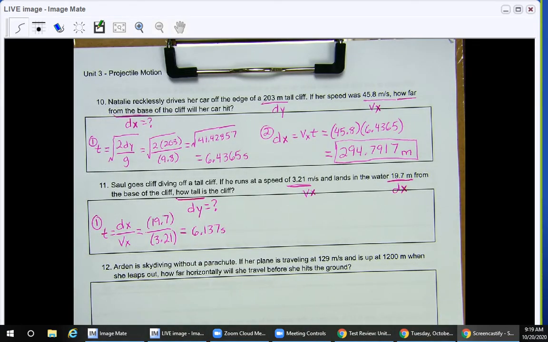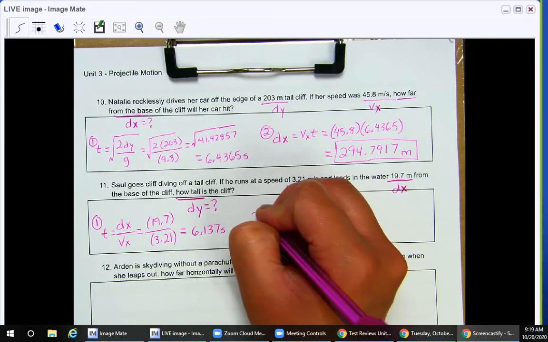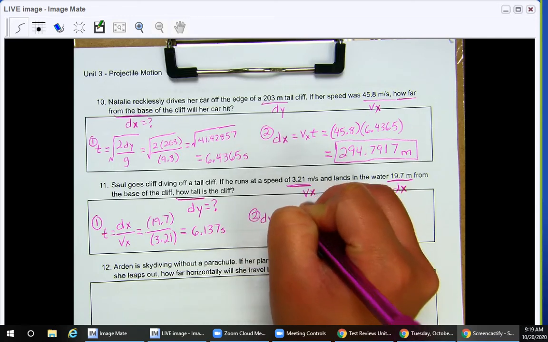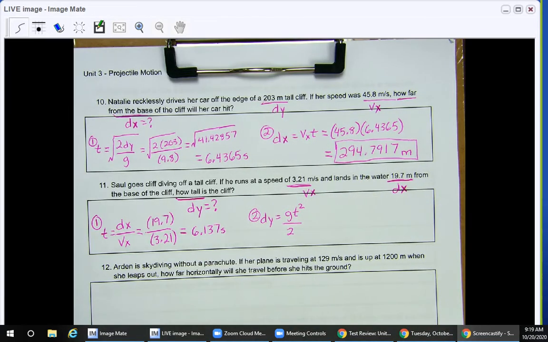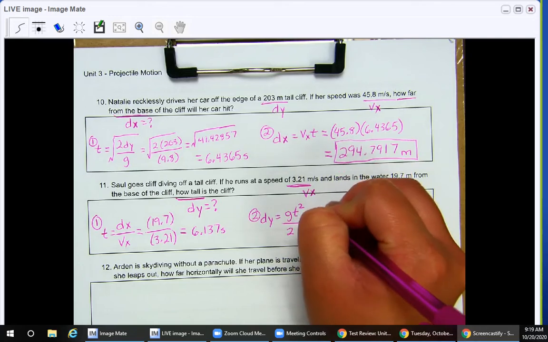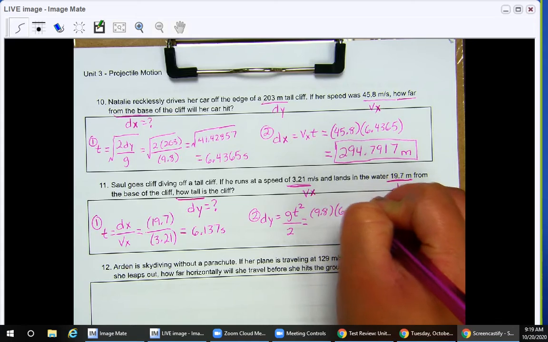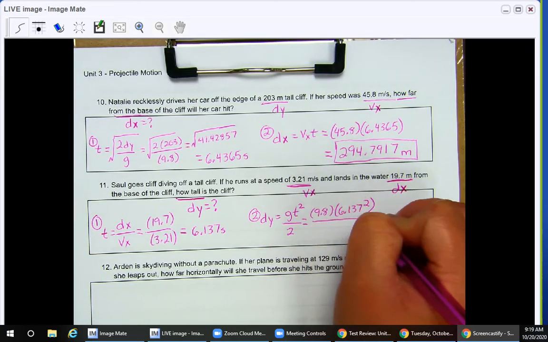Now we're going to use our time to solve for dy with our dy formula. Dy equals gravity multiplied by time squared over 2. Remember, you're only squaring time. You're not squaring anything else, just your time. So gravity is 9.8. Time is 6.137 squared. You're only squaring time. Divide that by 2.